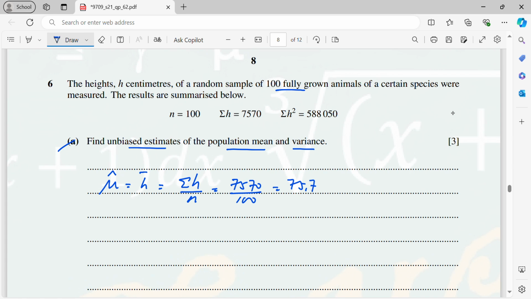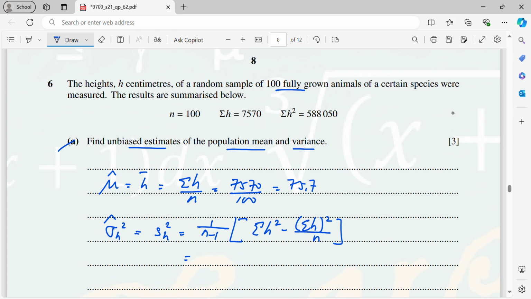Now, the unbiased estimate for the variance. I will write like this: sigma h squared hat. The population variance is sigma squared. Then this is the same as s squared h because we estimate it using the sample. So this is going to be 1 over n minus 1 times summation h squared minus the square of summation h over n. This is the formula for the unbiased estimate.